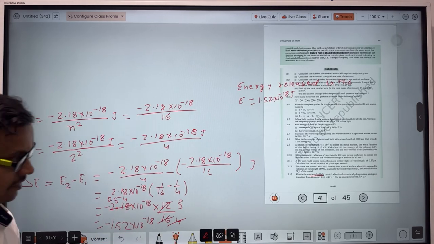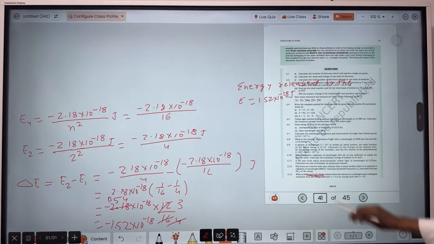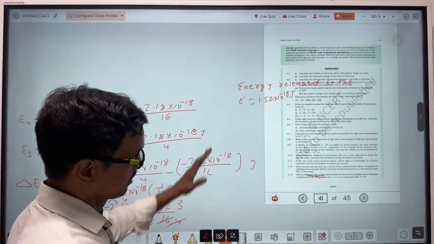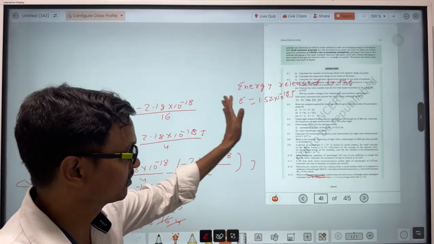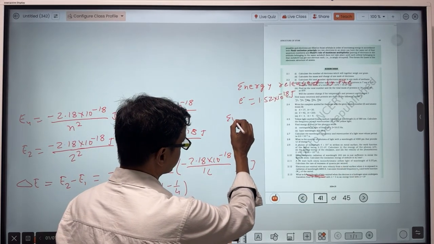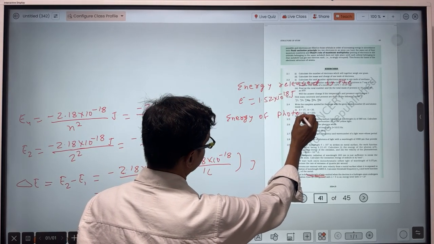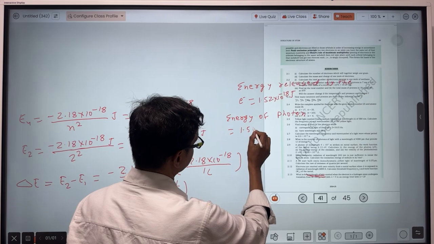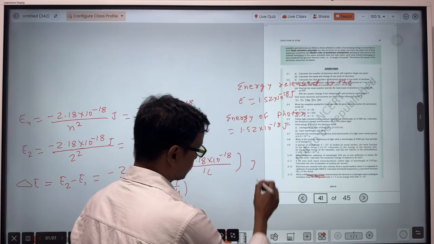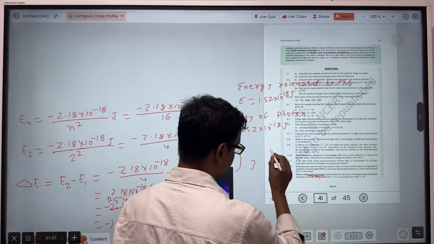One of the questions is to find the wavelength. So that is the energy released, which means the energy of the photon will also be that much. The electron releases the energy in the form of electromagnetic radiation. You also know E equal to hc upon lambda, the energy of the photon.